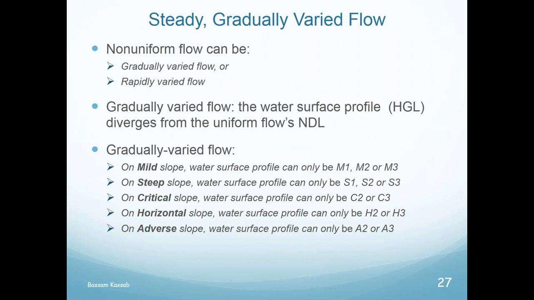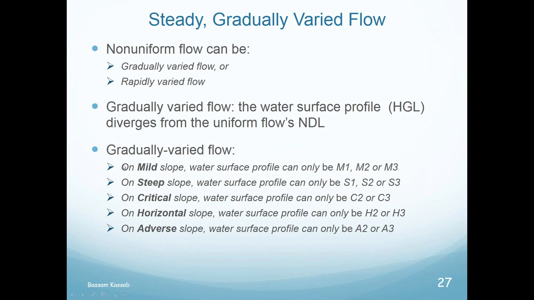So now we are moving from uniform flow to non-uniform flow. We are still talking about steady flow, something that's not changing with time, but now it's non-uniform, changing with space, and non-uniform can be gradually varied or rapidly varied. Let's first start with gradually varied flow. For gradually varied flow, you have different surface water profiles that I'm going to show on the next slide.